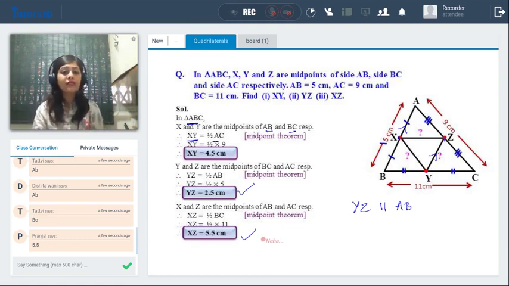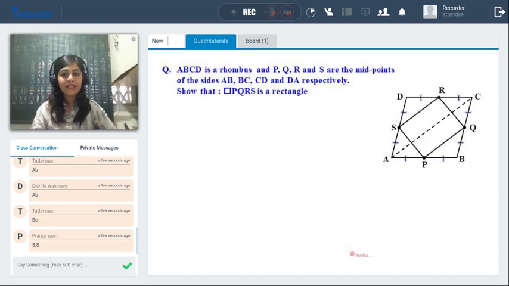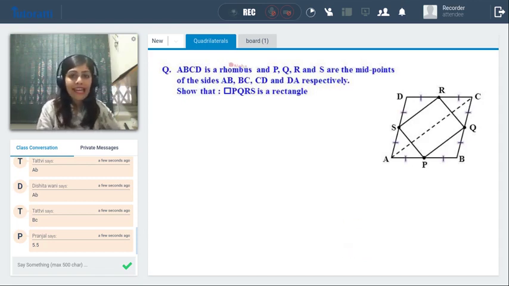Now from now onwards, we are going to understand how and where we need to apply this theorem. All right, so let's move ahead. Let's look at the next sum. Now pay attention. We start with the proving sums.